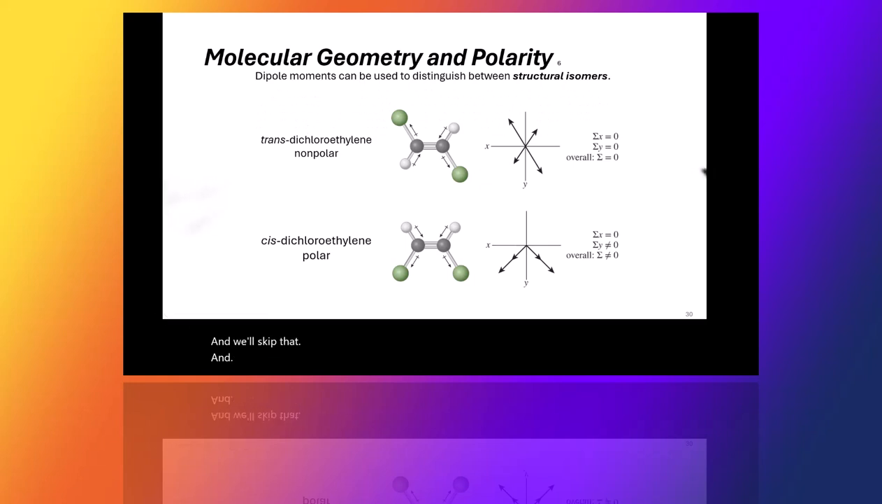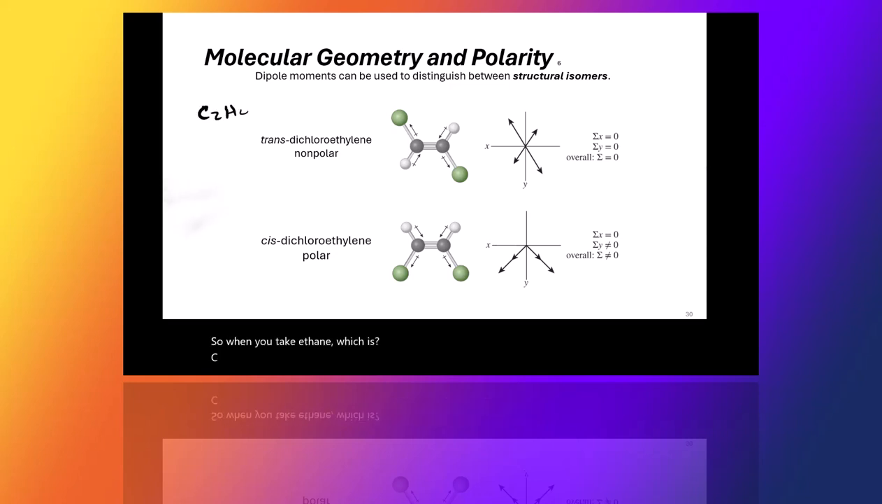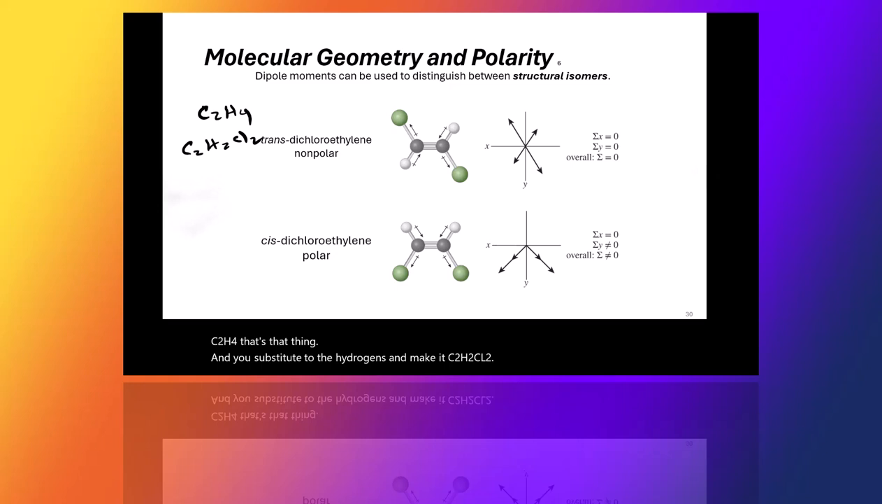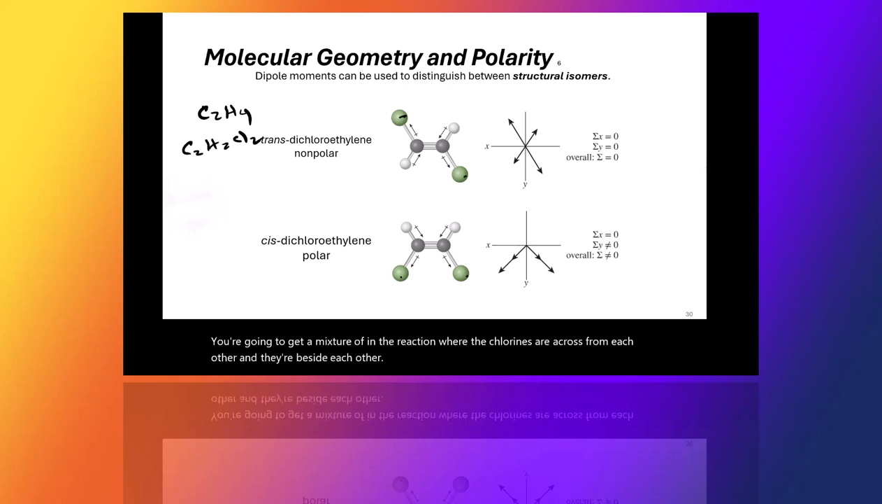All right, so this is really a good point to make in organic chemistry. So this is really important for organic chemistry. So when you take ethene, which is C2H4, and you substitute two of the hydrogens and make it C2H2Cl2, you're going to get a mixture in the reaction where the chlorines are across from each other and beside each other. So if they're across from each other, it's called trans, like transatlantic, across the ocean.